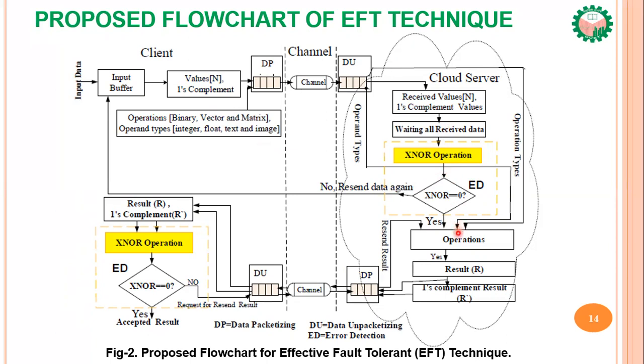There are three operations: binary, vector, or matrix operation. After completing the operation, the result and its one's complement are packetized and sent through the channel. Then the client receives and unpacketizes the packets, and the result and its one's complement are checked for any error using the error detection mechanism. Accept the result if the XNOR outcome is 0. Otherwise, request a recent result.